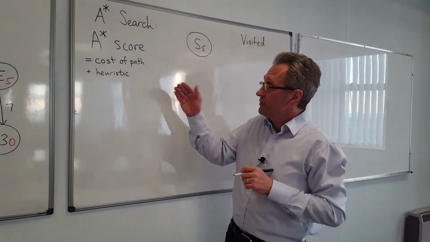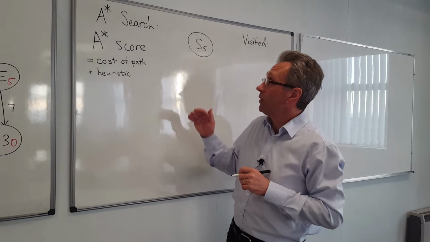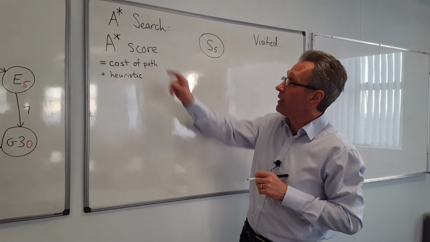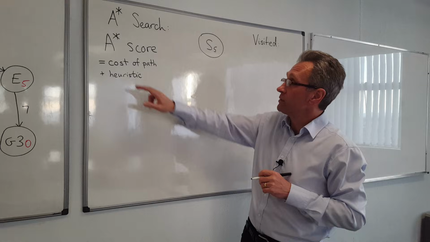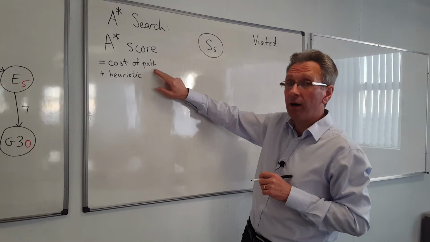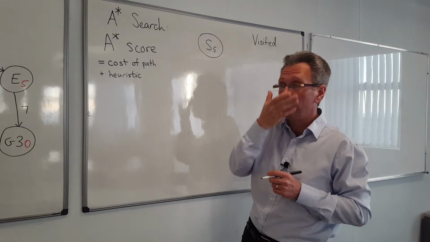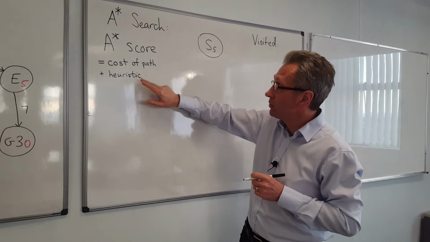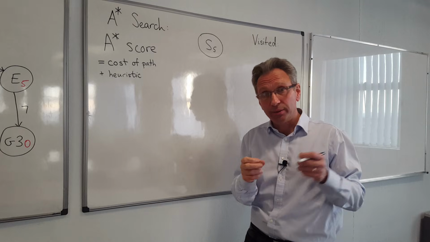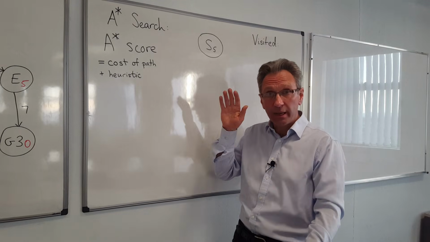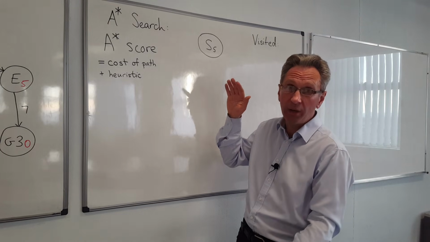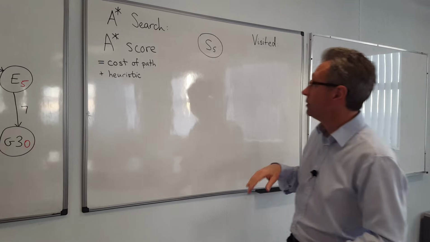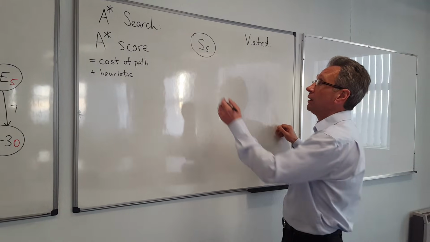It works in a similar way to uniform cost search, except that we use the A* score. That's the cost of the path so far, as we used in uniform cost search, plus we add onto that the heuristic of the end node of the path. So that gives you an estimate of the total cost of the path that you're looking at so far. Let's see how this goes here.